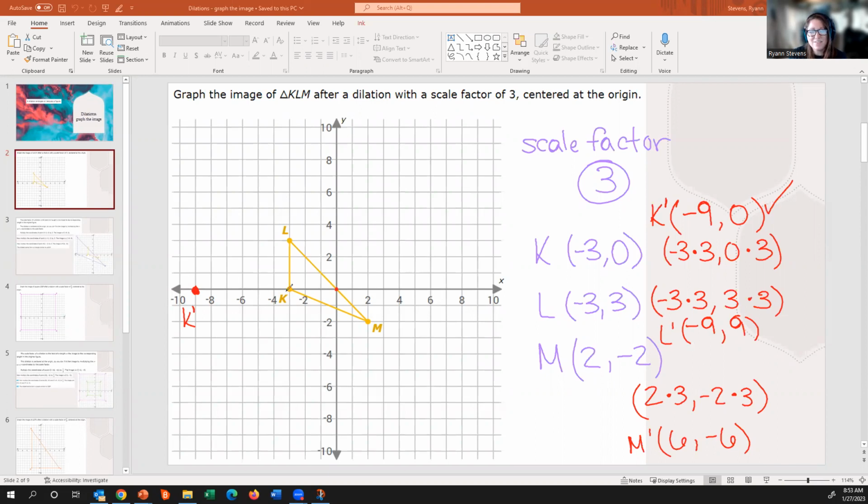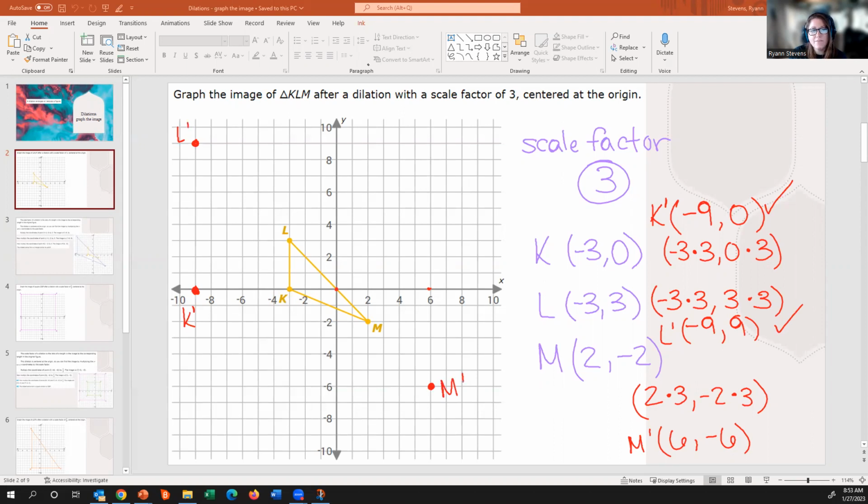The next one is L, which is at -9, and then we go up to 9 here, which is L. So we've graphed that one. And then M is at +6. So we go to the right 6, and then down to -6, and that would be M.